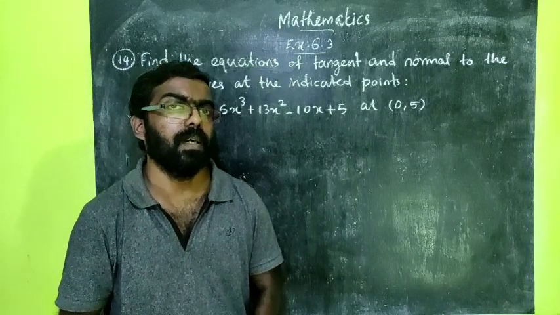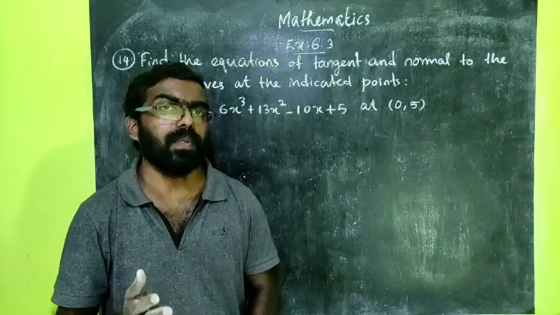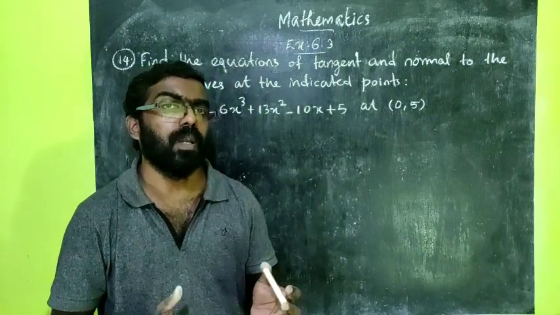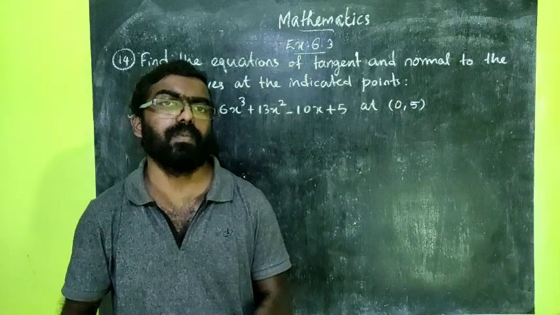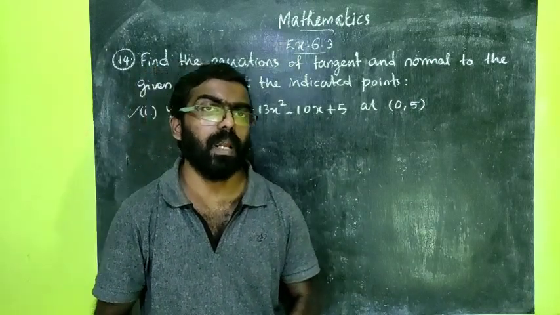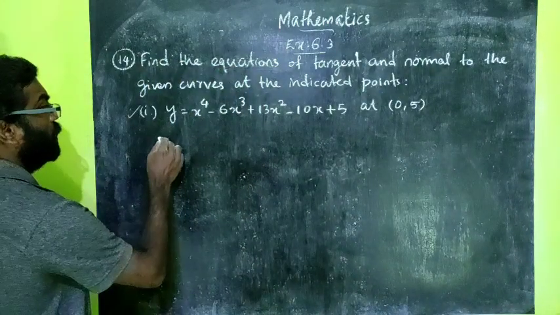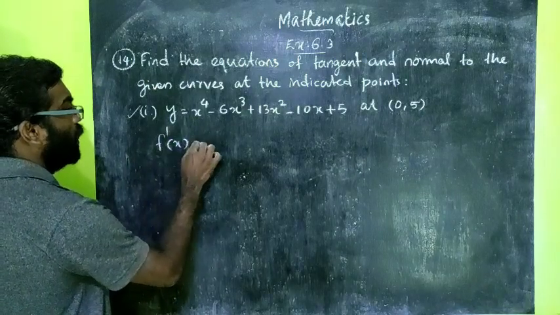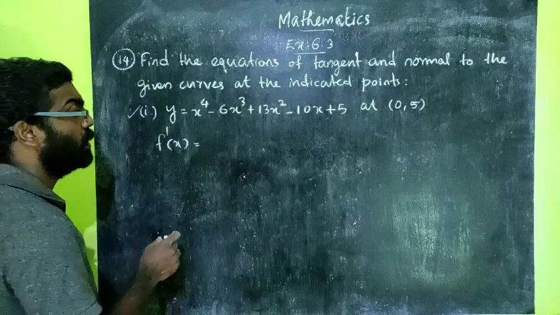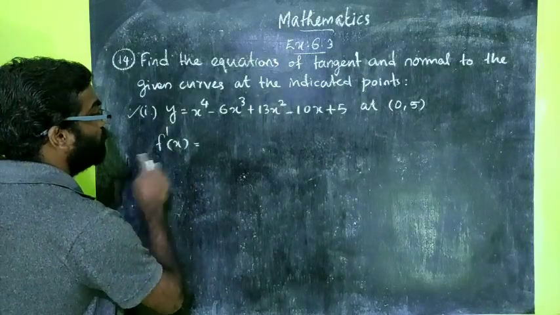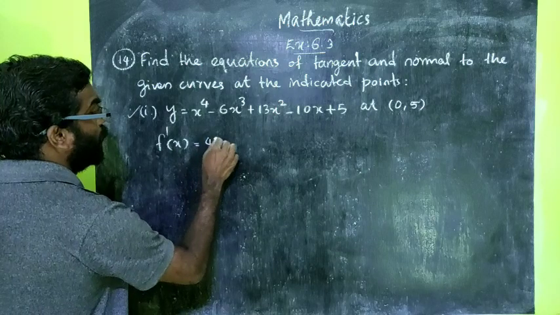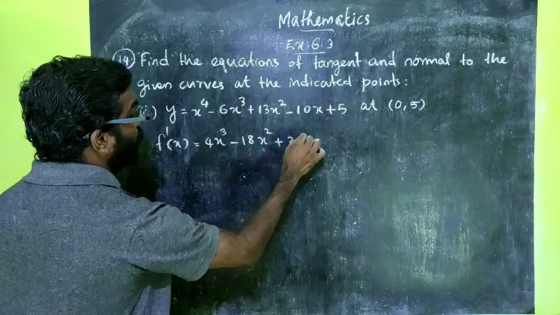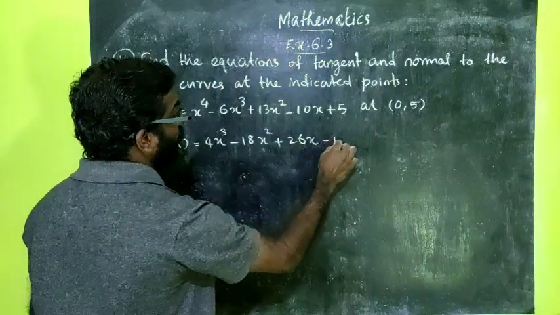What is the equation of tangent? Y minus y0 is equal to f dash of x0 into x minus x0. And the equation of normal is what? Y minus y0 is equal to minus 1 by f dash of x0 into x minus x0. Okay. So first of all we can find f dash of x0 or the first derivative. So dy by dx, or we can write f dash of x. Y is a function of x, so both are same. So here I write f dash of x as 4x cube minus 18x square plus 26x minus 10.